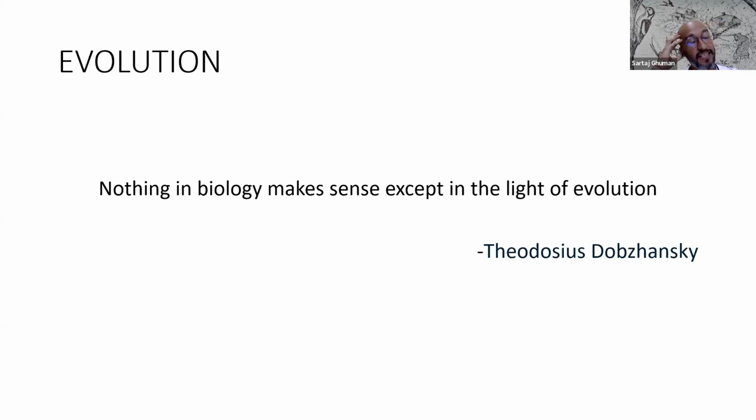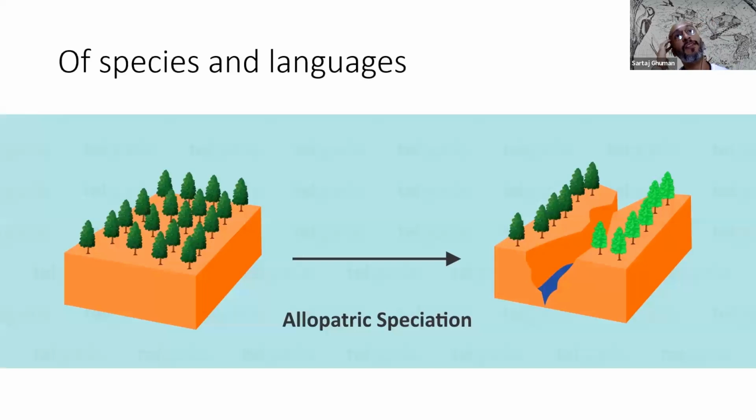Dobzhansky famously said that nothing in biology makes sense except in the light of evolution. If there is one concept in ecology that you should know, I think it's evolution. So I'll just take a minute to explain the basics of how all life is linked. The process of evolution is called speciation, which is how species are formed. I think understanding speciation is central to understanding evolution.